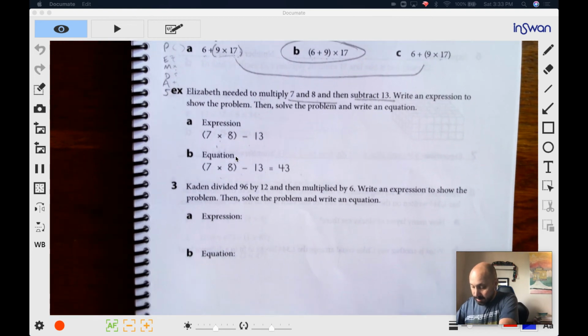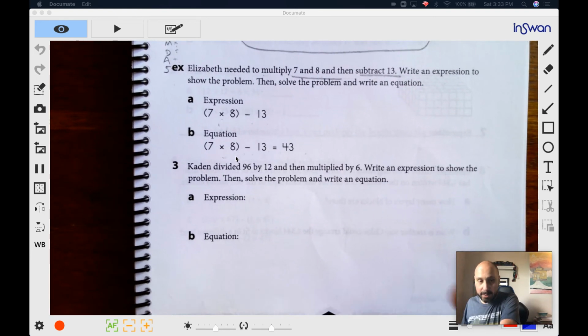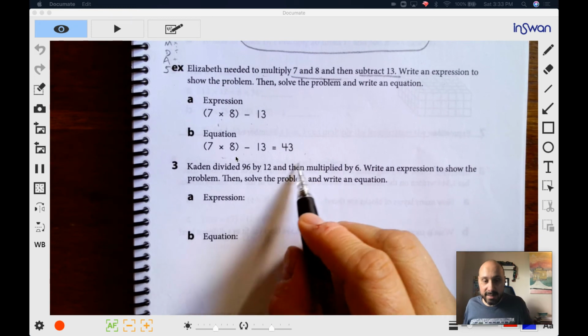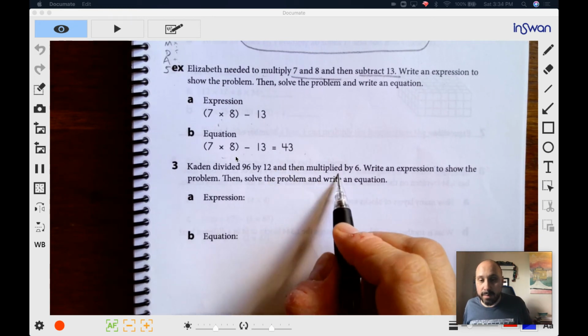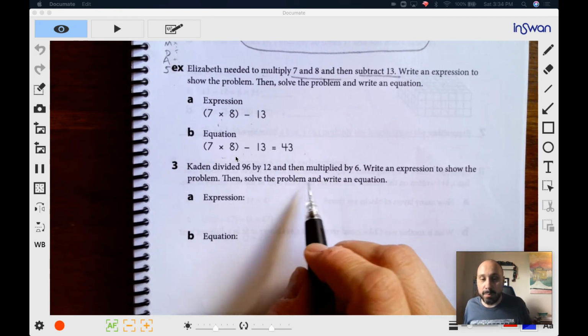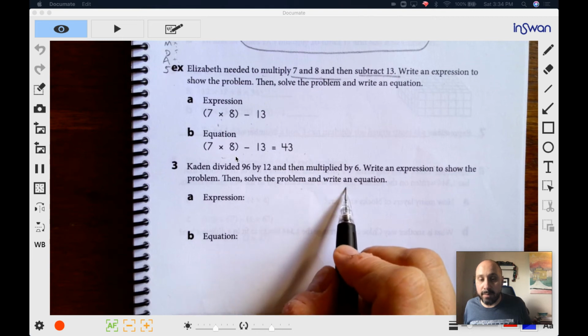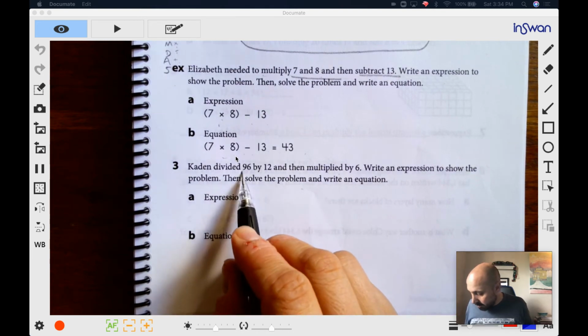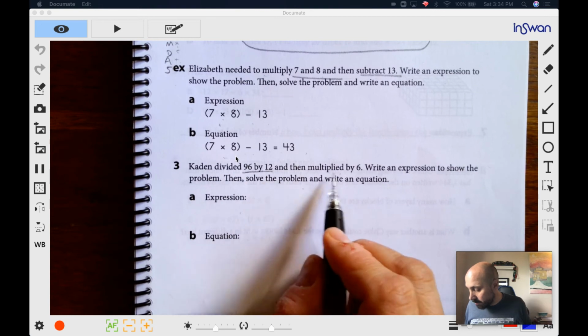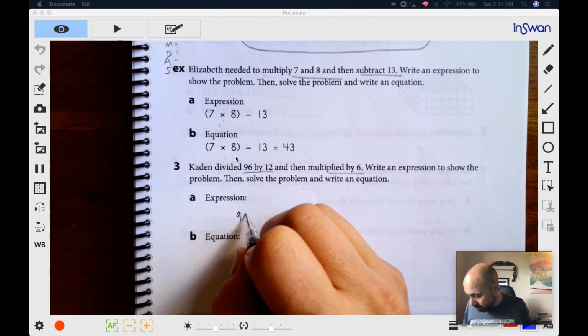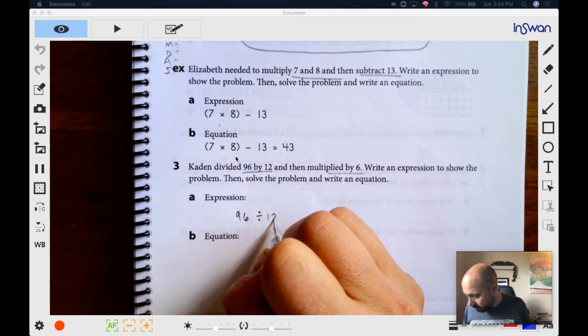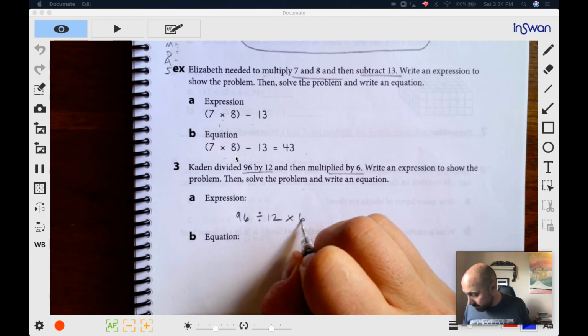All right, so number 3, here we go. Caden divided 96 by 12 and then multiplied by 6. Write an expression to show the problem, then solve the problem and write an equation. So the expression: 96 divided by 12 and then multiplied by 6. So 96 divided by 12 multiplied by 6.